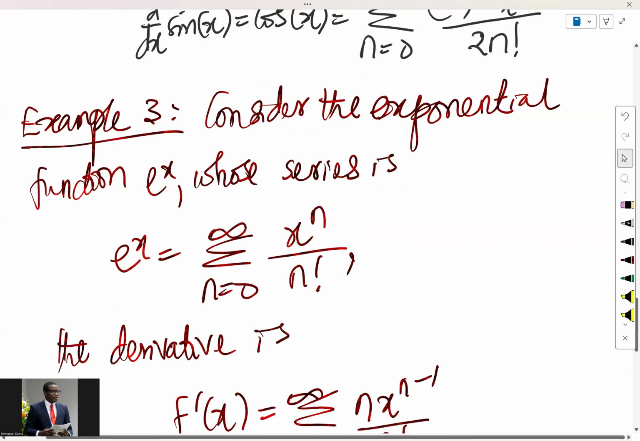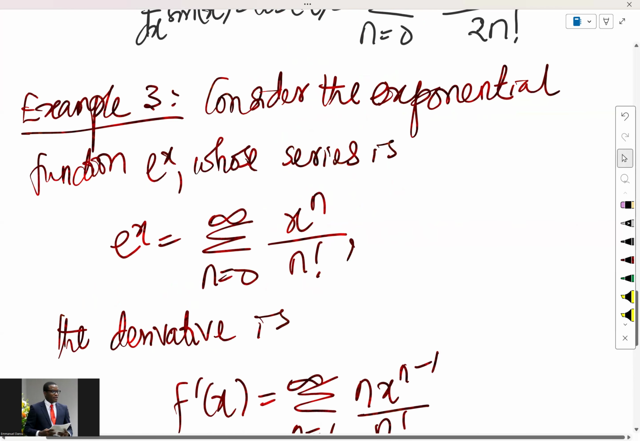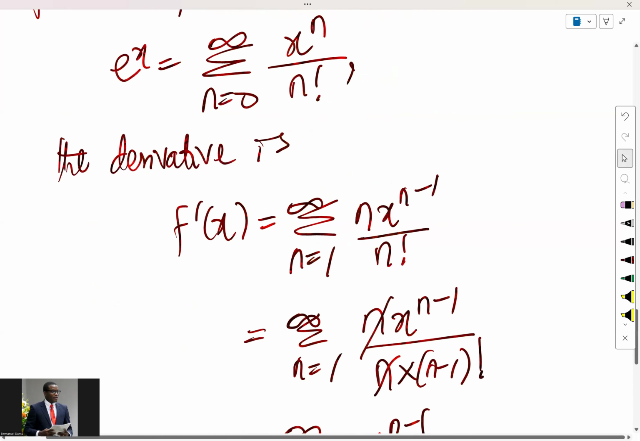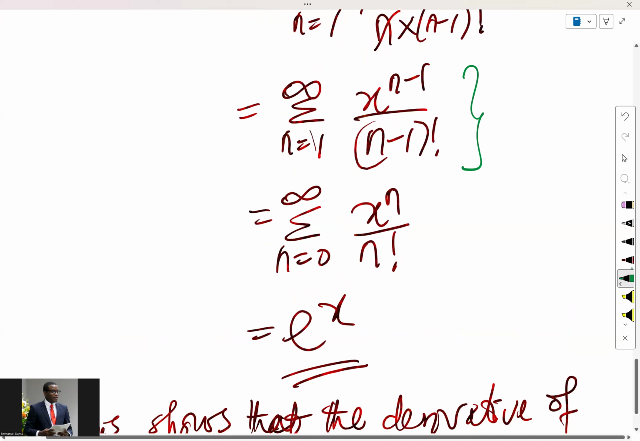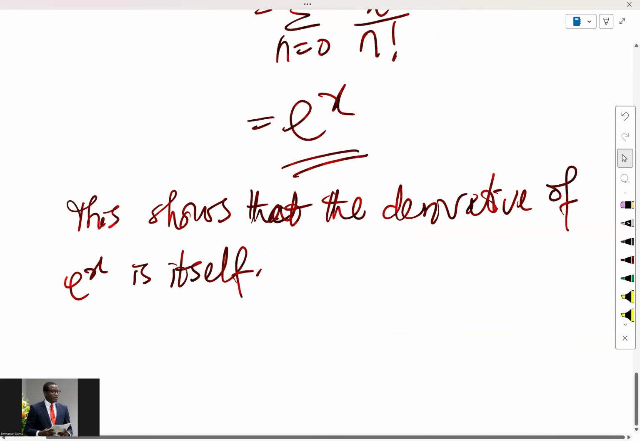E raised power x is summation from n equals 0 to infinity of x raised power n over n factorial. I think the tricky part is this part now. Since you're starting from n equals 1, having differentiated, if you want to go back to 0, it means you're adding one more step to this. So you have x raised power n over n factorial. So this shows that the derivative of e raised power x is itself.